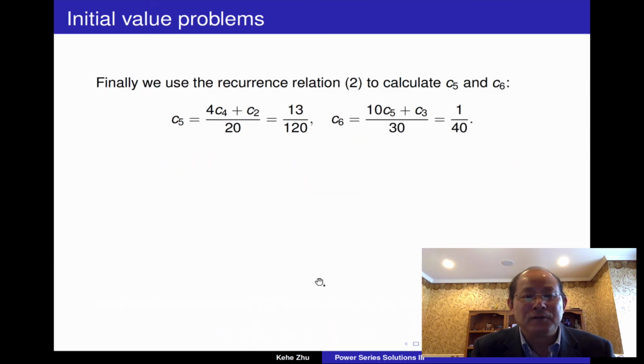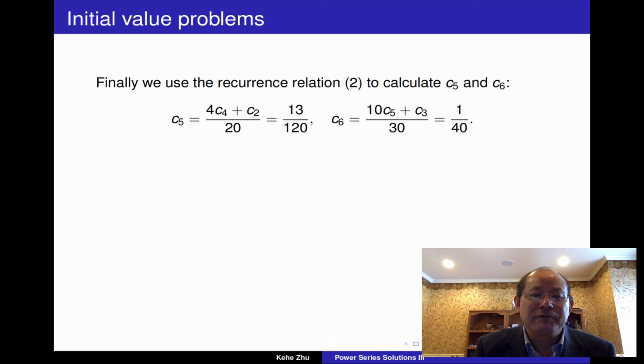All right. So for example, c5, from the recurrence relation, is going to be this quotient. Now that you already know the values for c4 and c2, you plug them in, you simplify, and you get a value for c5. Similarly for c6, from the recurrence relation, you get a formula for c6 like this. And now that you know the values for c5 and c3, you plug them in, you simplify, and you get 1 over 40. Again, you do the details on paper to convince yourself.